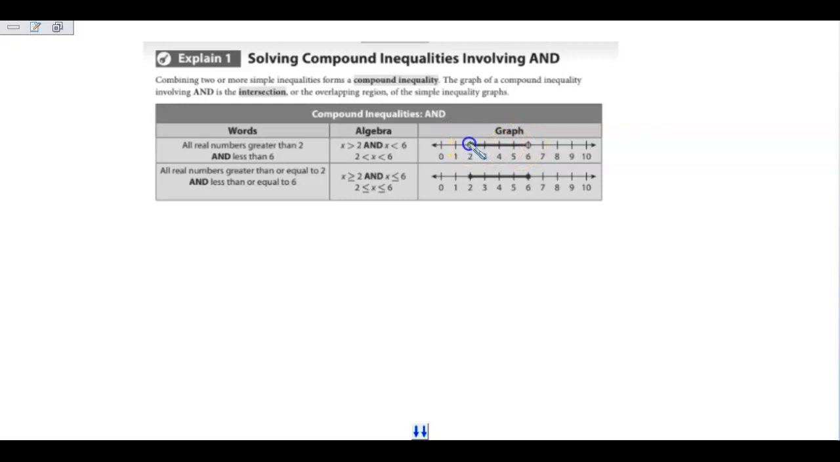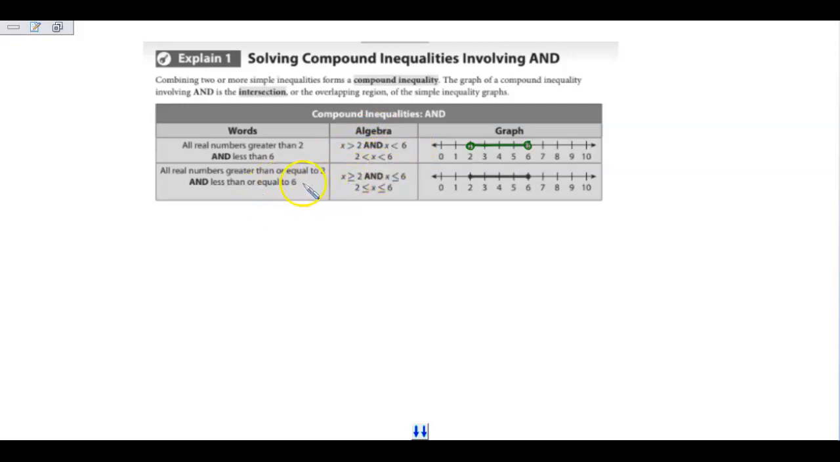And you'll notice that they are open circles, meaning that it doesn't equal 2 and it doesn't equal 6. But any number that can be found on the number line between the two are solutions to this inequality statement.